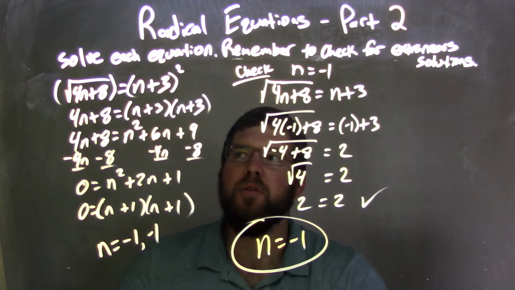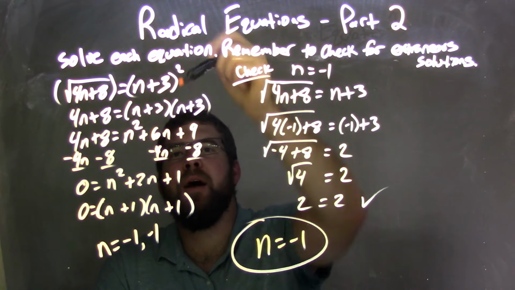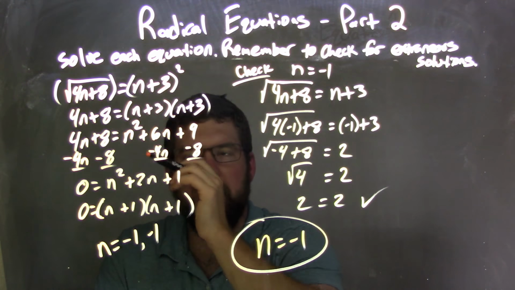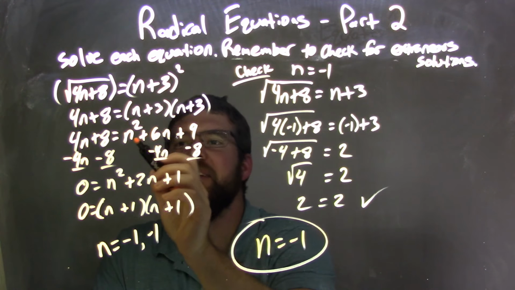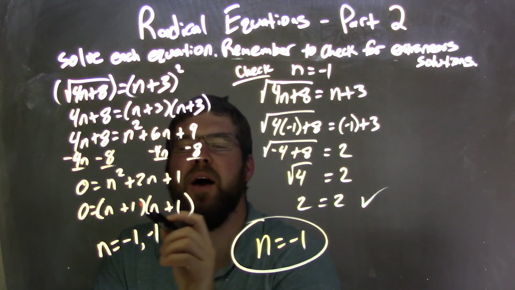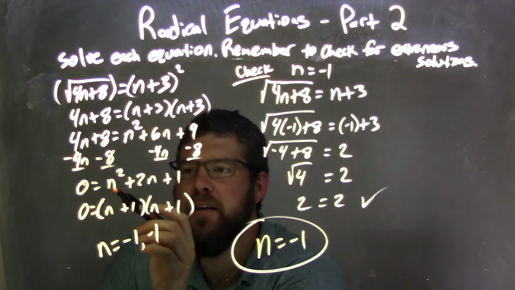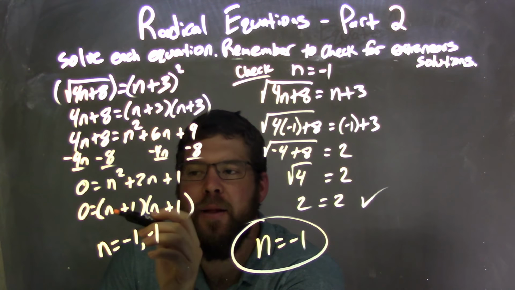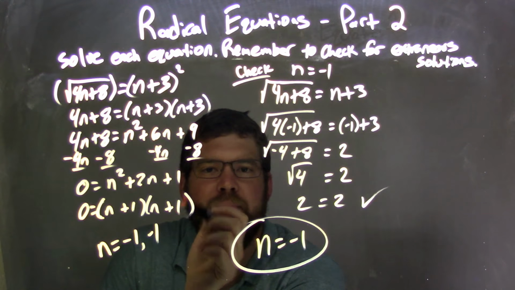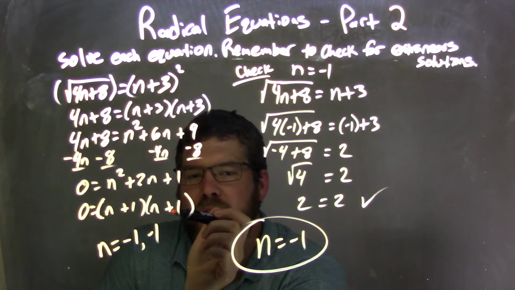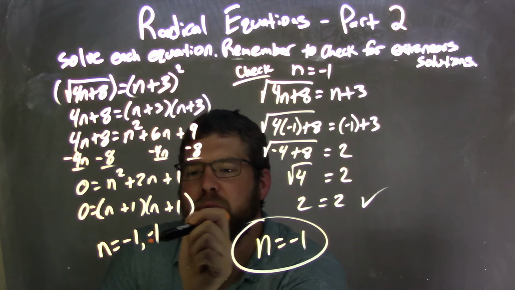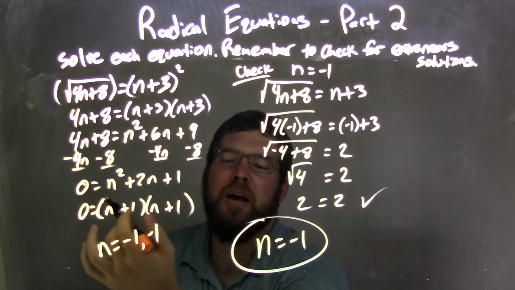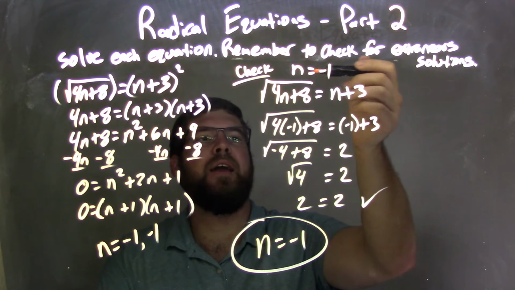So let's recap. We squared both sides, eliminate the radical, and then we multiplied out, distributed the n plus 3 times n plus 3, leaving us with n squared plus 6n plus 9. Brought everything over to the right hand side, and we got n squared plus 2n plus 1. Then I factored that, and it ended up being n plus 1 times n plus 1. Solve that, setting both parts equal to 0, gives me n equals negative 1 and negative 1, right? We only need to check one of them because of the same number, so we check n equals negative 1.